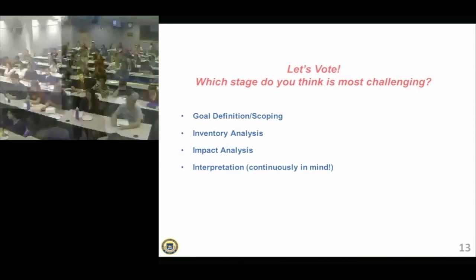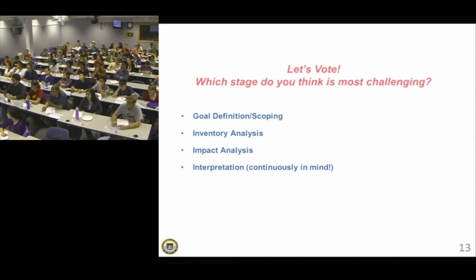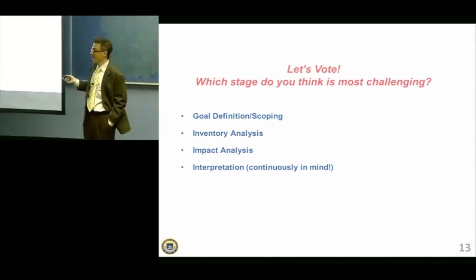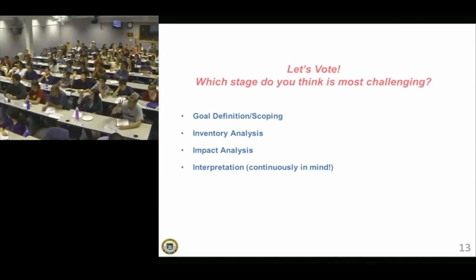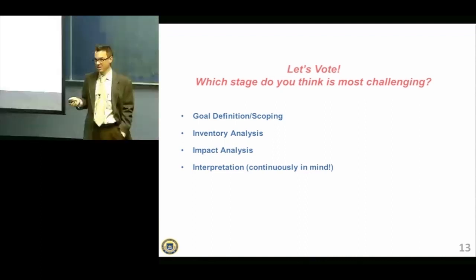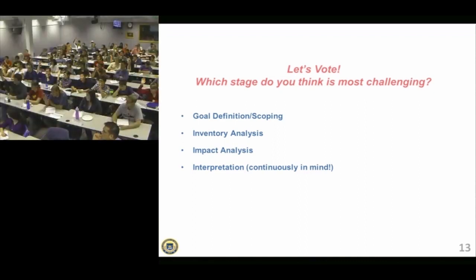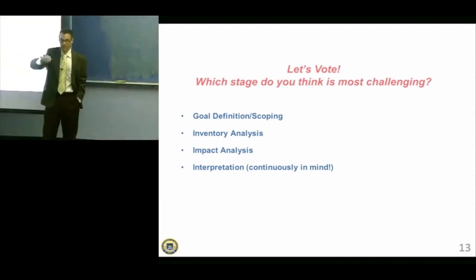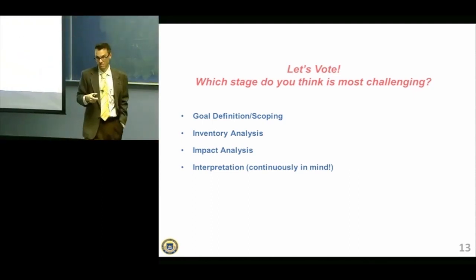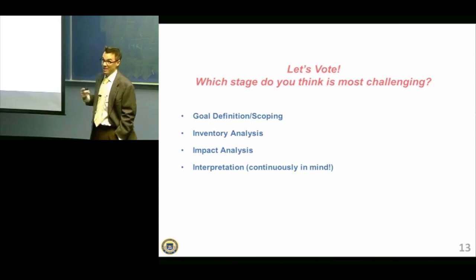Inventory analysis. Nobody's voting for it. I've got to vote for that one. Impact analysis. Yes, okay, that's about 15%. Interpretation. All right, about maybe 10 and 10. We've got 80, 0, 10, and 10, percentage-wise. Okay. I think you know where I'm going with this. You could probably defend any of these answers.